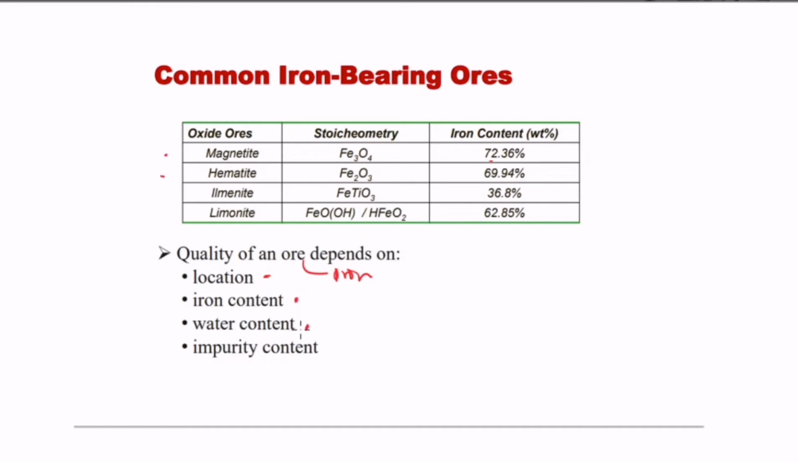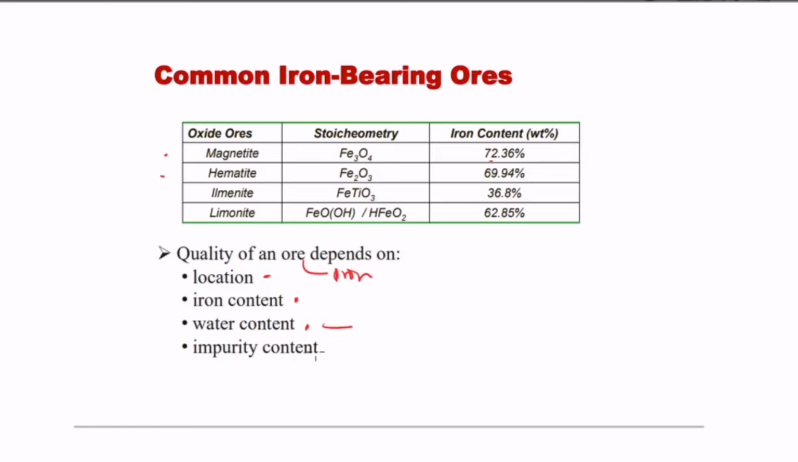Let's move on to water content. The presence of water in iron ore can impact its handling and processing. Excess water may increase transportation costs, because the ore will be very heavy, and the energy requirement during processing will also be very high. So you must also check the water content of the ore you are bringing in to cut down costs.